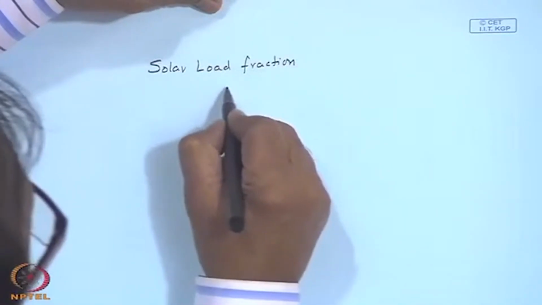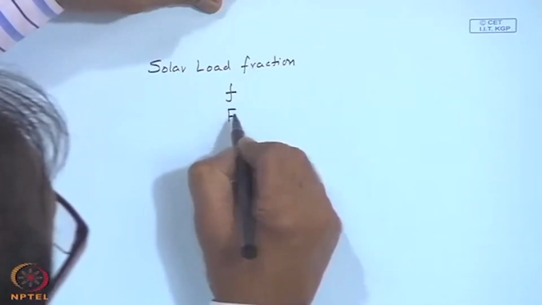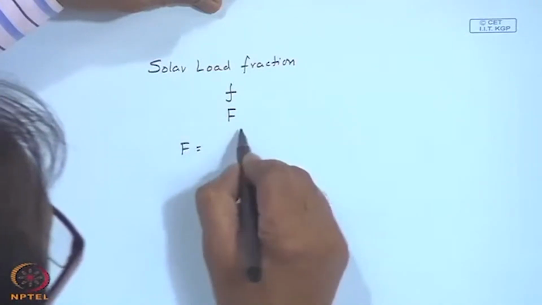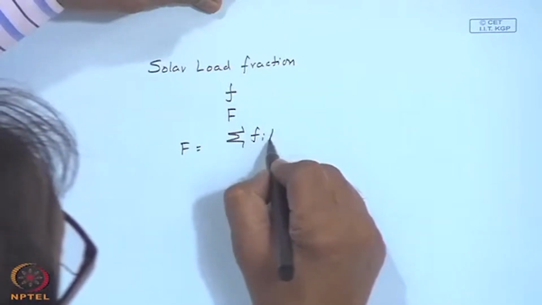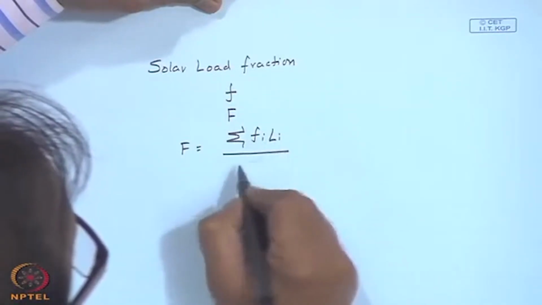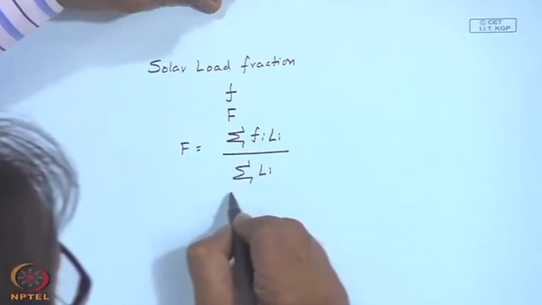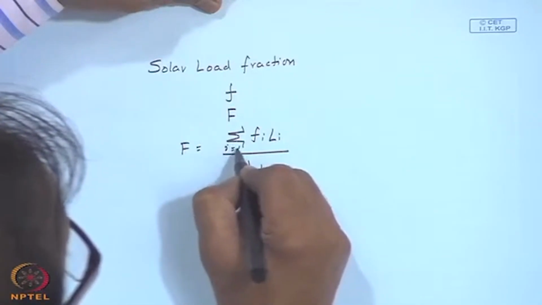On a monthly scale it is indicated by small f, on a yearly scale by capital F, where this capital F will be a summation of weighted averages of the monthly solar fractions with the load on the system every month, Li, where i is equal to 1 to 12 for the 12 months.